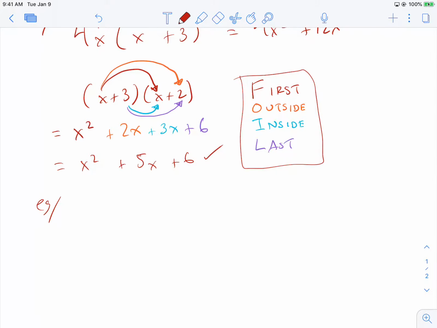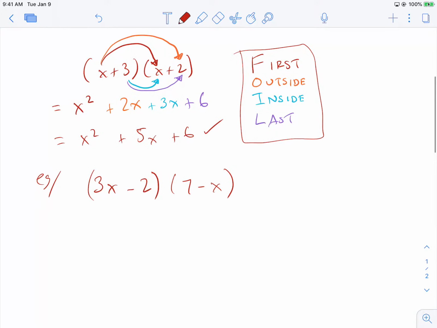So let's take a look at another one. Let's take a look at a more complicated one, maybe 3x minus 2 times, let's do 7 minus x. Okay, so we'll use our FOIL. We'll start with our first term. First, 3x times 7 is going to give us 21x.